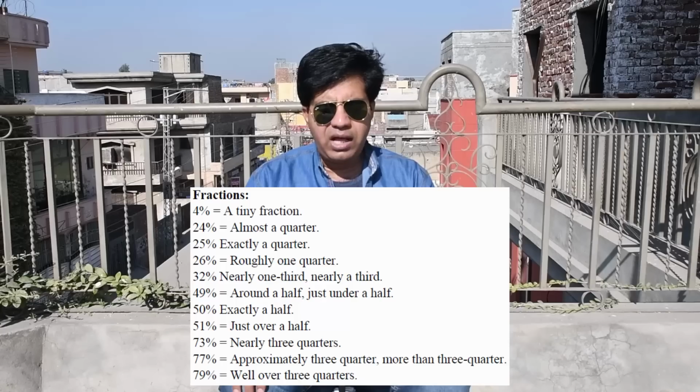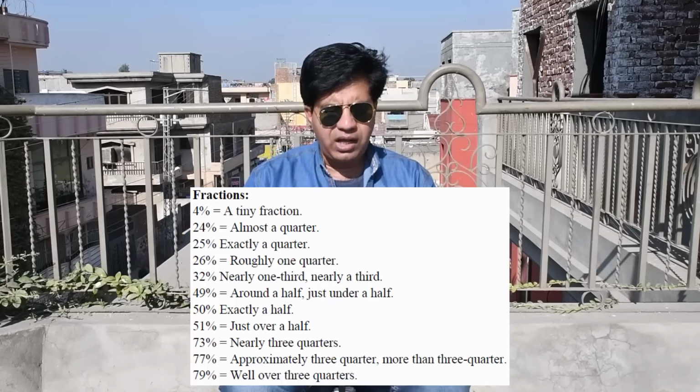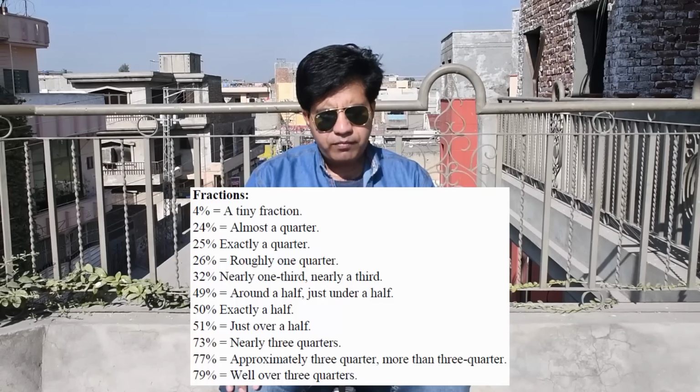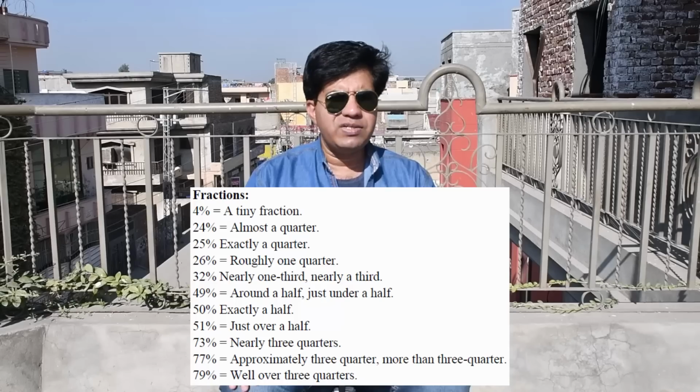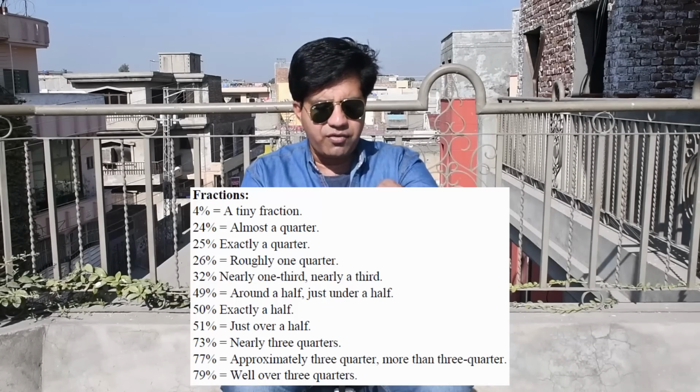49%, around a half, just under a half. 50% is exactly a half, and 51% is just over a half. If the total is 100, just over a half. 73% is nearly three quarters. 77% is approximately three quarters, more than three quarters. It's more than three quarters actually. And 79% is well over three quarters. So you need to use these types of phrases as well in your report.